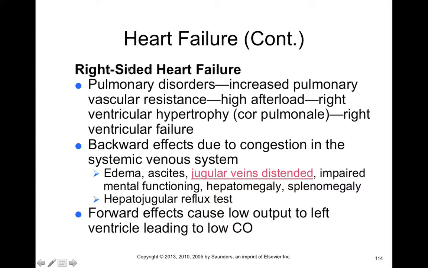Now, for right-sided heart failure, we're talking about damage to the right atrium and right ventricle. Now, this leads to pulmonary disorders because what we find then is that if the right side of the heart can't pump blood to the lungs, then you're not getting an adequate oxygenation of that blood. Now, this leads to right ventricular hypertrophy, where the right ventricle might try to increase in size and effectively pump blood to the lungs.